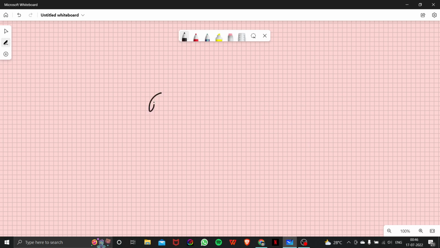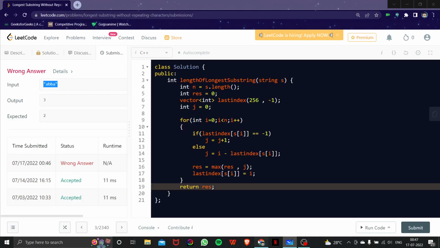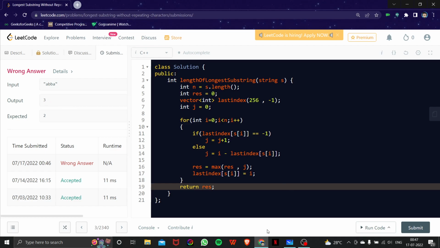Cool. It's A, B, B, A. So our j exactly is what? Here it is 1, here it is 2, right? Here it is again 1, yeah, and here it is supposed to be 2. Am I right? All right. But what will I get instead of this? 0, 1, 2, 3. So instead of 2, I would be getting 3 here. All right. And that's why my output is wrong.